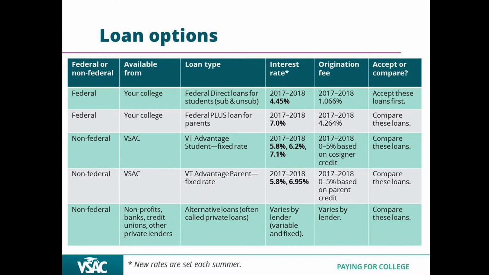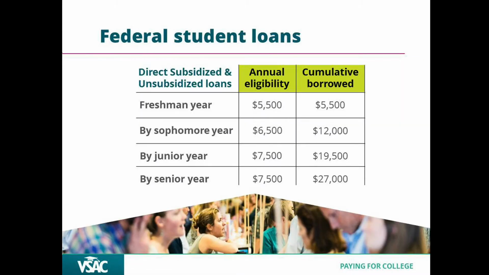Finally, there are many non-federal loans offered by nonprofit organizations, banks, credit unions, and other private lenders, and families should research and compare loans to figure out the best borrowing option for them. Federal student loans are often awarded to students through the college's financial aid office, but they come from the federal government. These are called direct subsidized or unsubsidized loans.